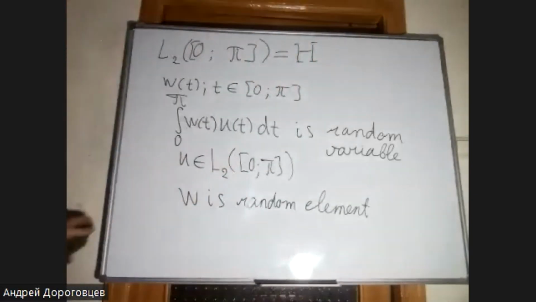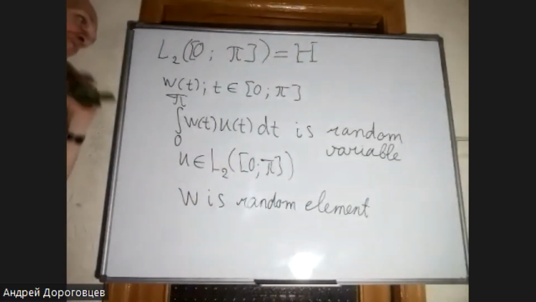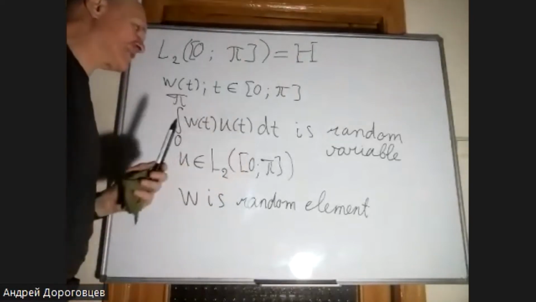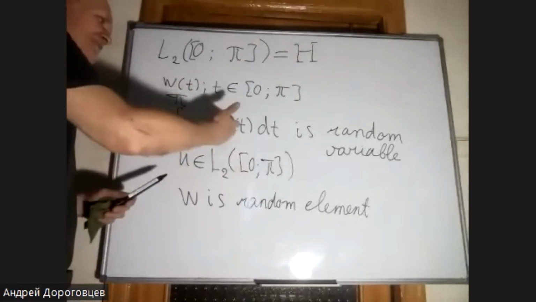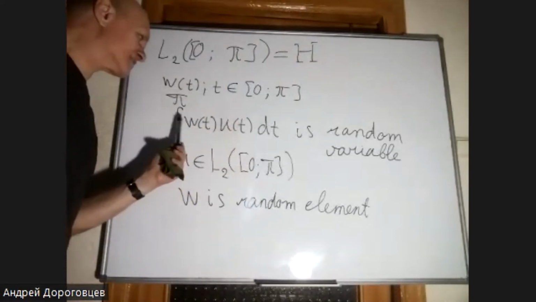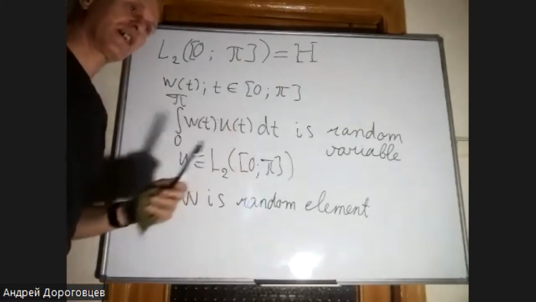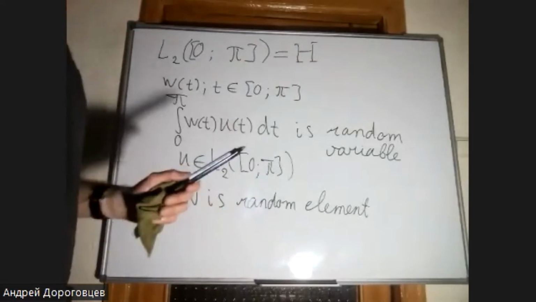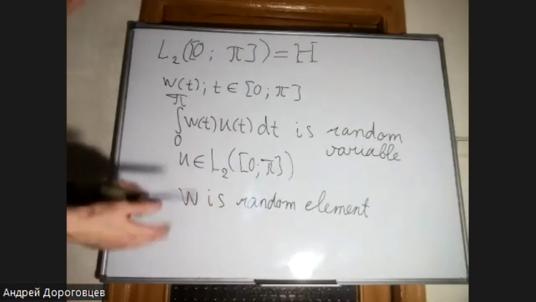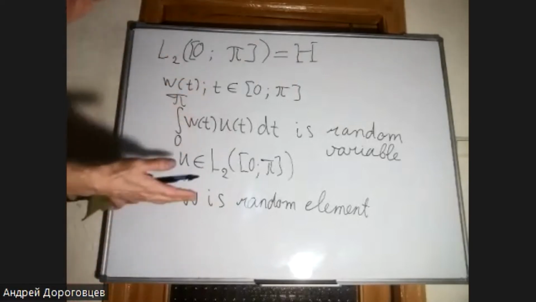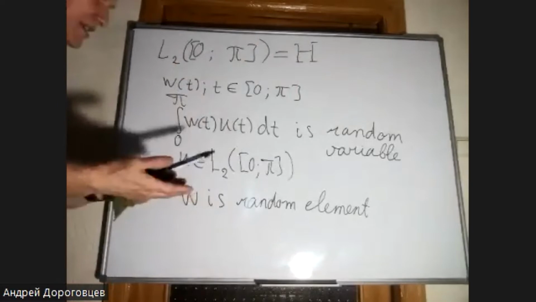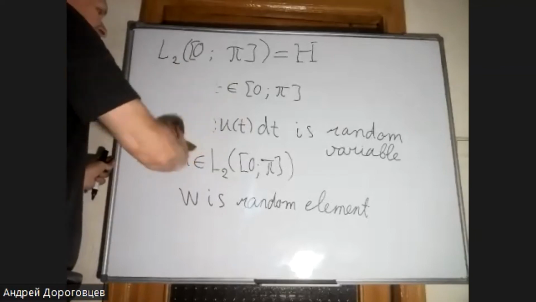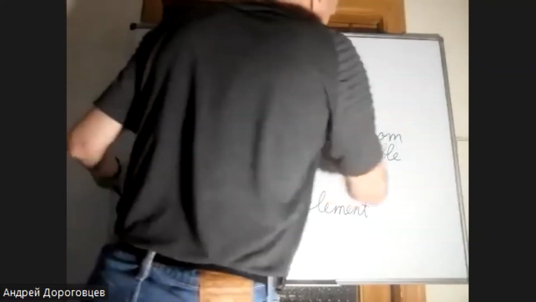In the space. And of course, it is easy to see that this random variable, a limit of simple sums, is a Gaussian variable. So W is a Gaussian random element in our space L2. So it must have these two characteristics, mean and covariance. And we can find them now.